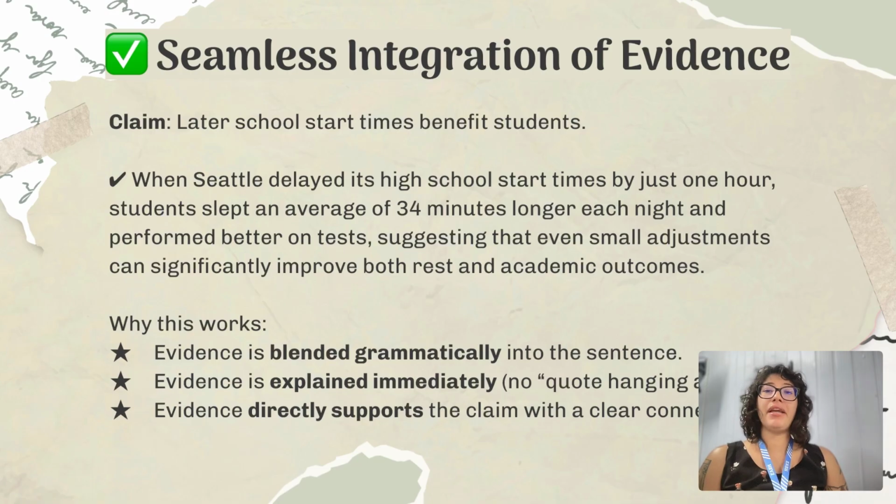In this case, even the made up numbers are much more vague, right? 34 minutes doesn't seem to be really out of the blue. It doesn't seem like, oh my gosh, this is a lot. Not to mention, possibly I could know because maybe I'm from Seattle or maybe I've taught in Seattle. I mean, there's plenty of places that I've taught that have had different school start times. So it's very probable that I could know exactly what it is, right? And so notice that the suggesting is what ties it back to my claim. So this is blended grammatically, it's explained immediately, and it supports my claim with a very clear connection.